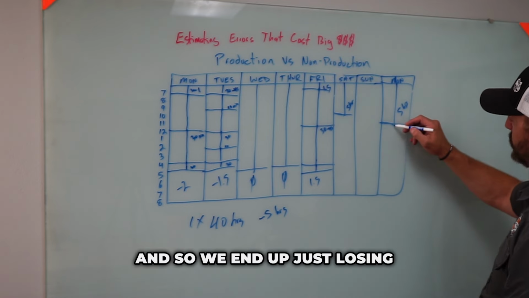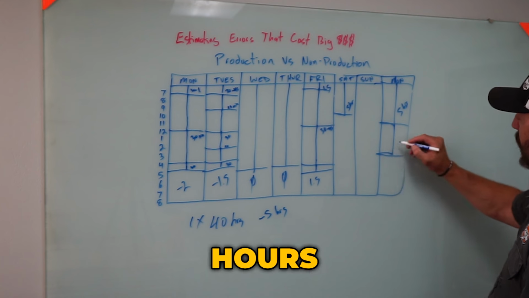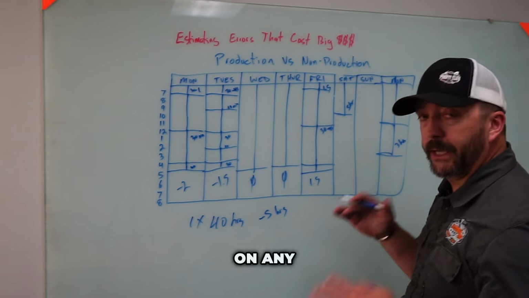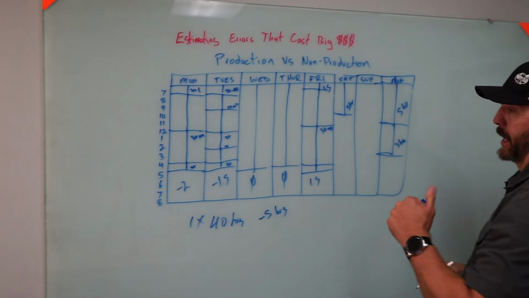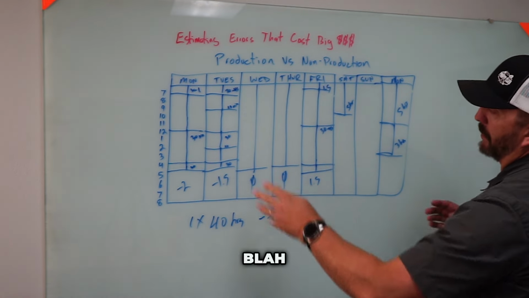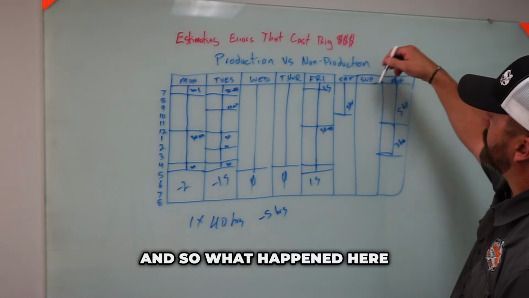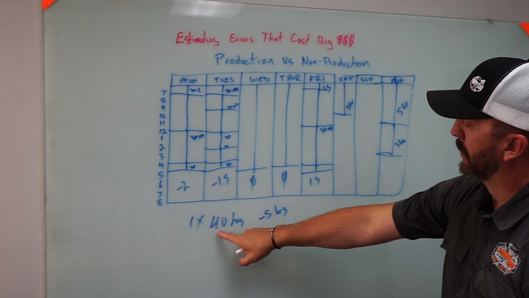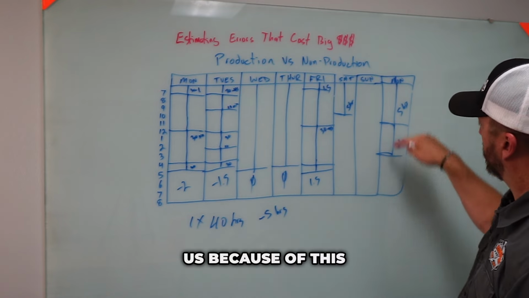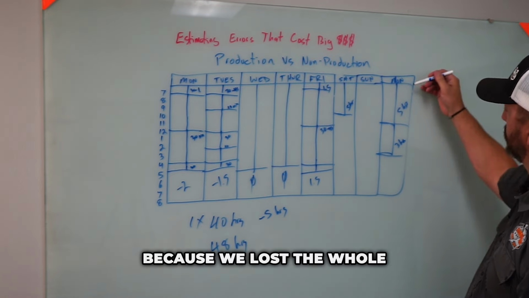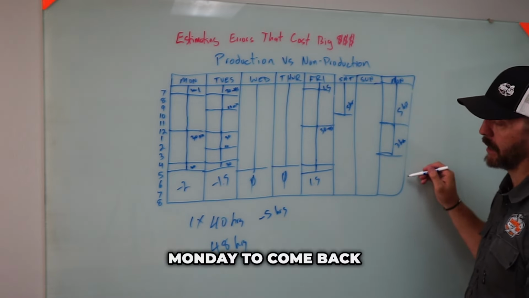We push them back, and so we end up just losing 3 hours of productivity time on any job, and we use that to catch up on estimates, call people back, clean out the van from the job, blah, blah, blah. And so what happened here on this job, right? This 40 hours of work actually cost us 48 hours, right? Because we lost a whole day on Monday to come back.